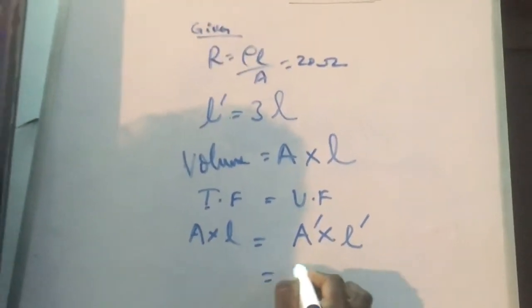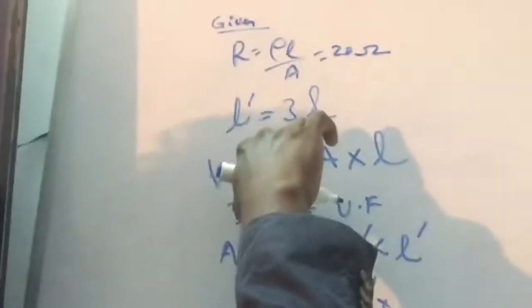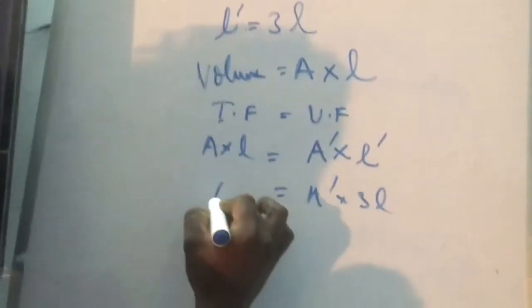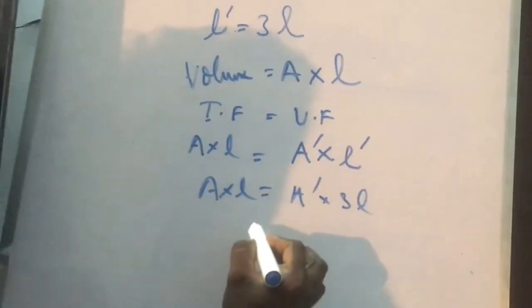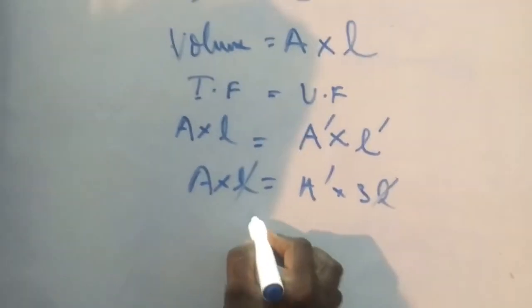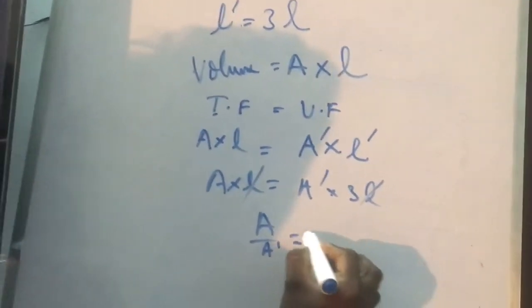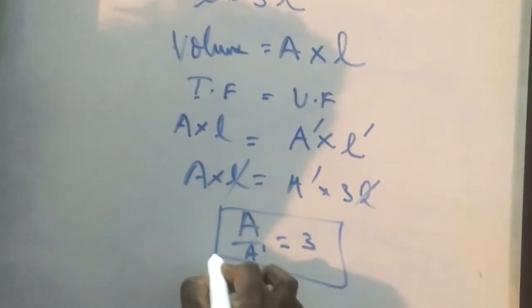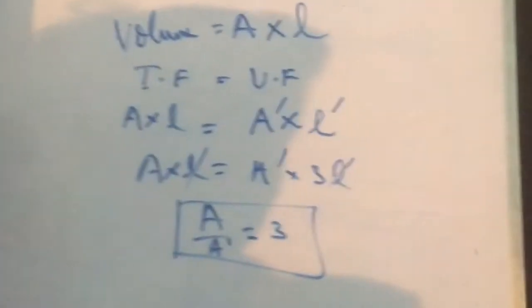What is given in the problem? L dash is nothing but 3L. So A into L is equal to A dash into 3L. L and L will get cancelled. A by A dash is equal to 3. So that is how we found out how much the area is going to change.